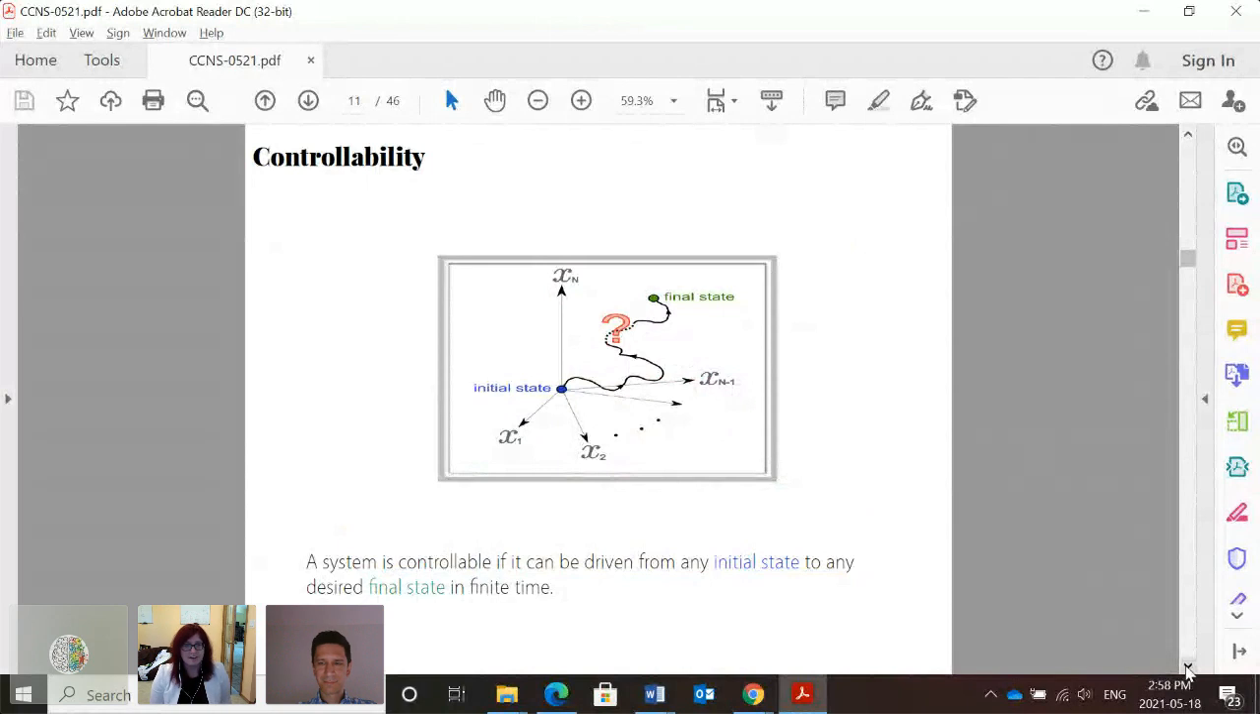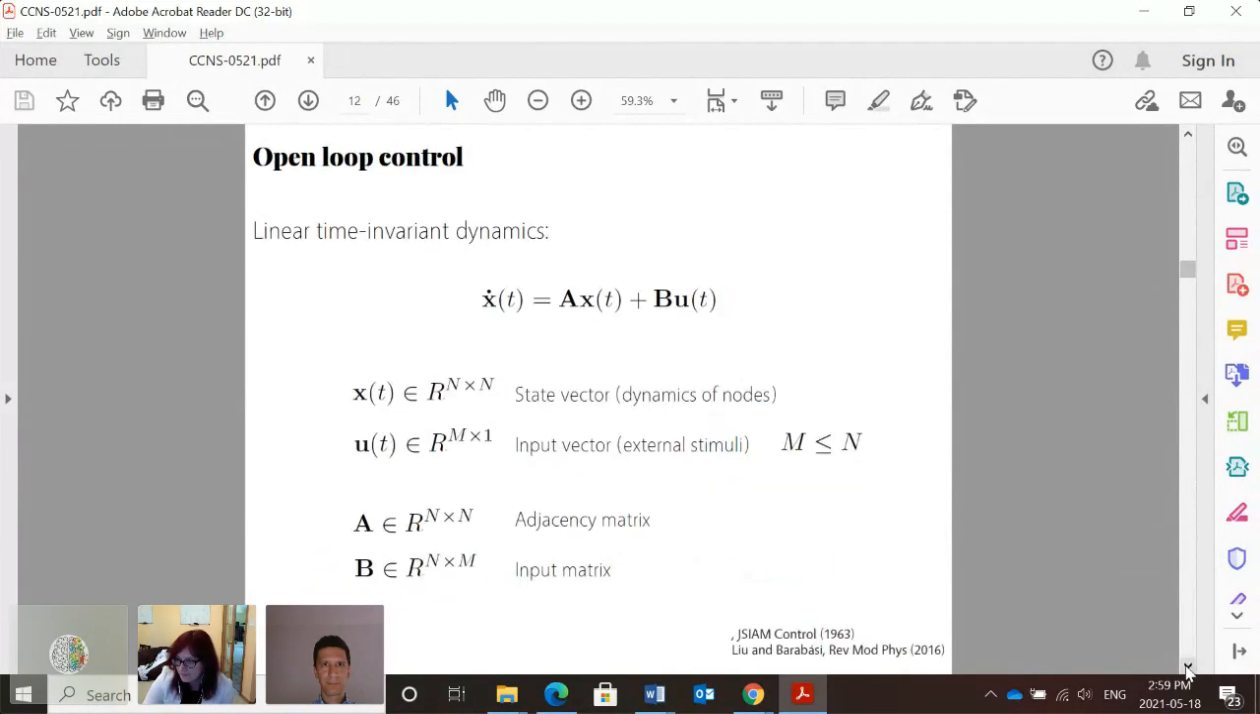The underlying principle from all of this is that we're trying to drive a system from some initial state that we find it in to a desired final state. In the brain, we're often thinking about an initial unhealthy state, such as someone suffering from depression, to a desired final state, which is more healthy, therapeutic for the person. Mathematically, a system is controllable if it can be driven from any such initial state to any desired final state in finite time. Next slide.